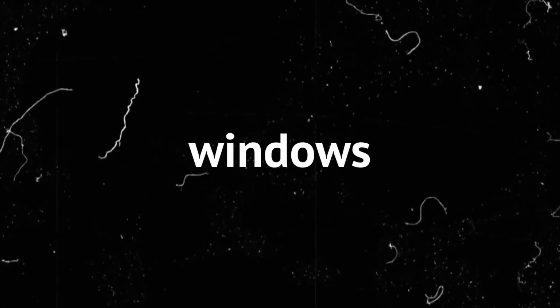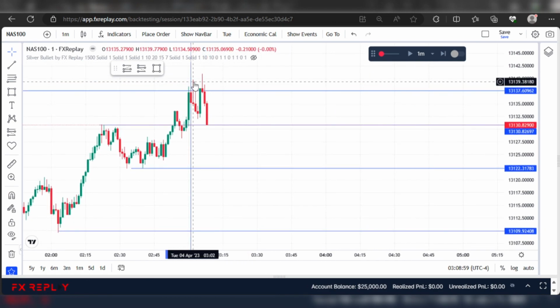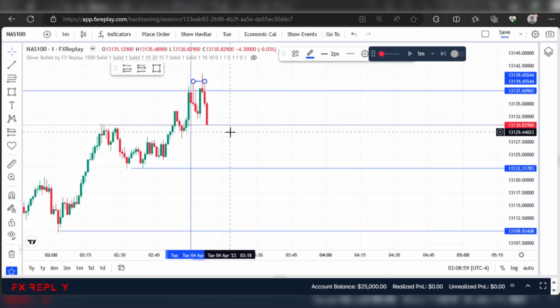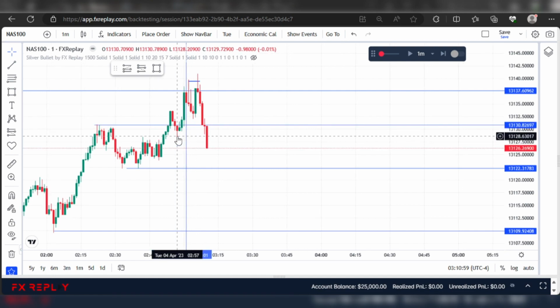Remember, you should only enter trades during the specified time windows. As soon as the time window ends, close your charts. Avoid the temptation of forcing trades after these windows. Keep in mind that market structure shift, displacement, and fair value gap can occur before or during the time window, but you should only enter trades within the designated time.